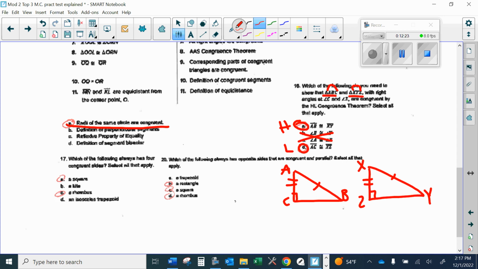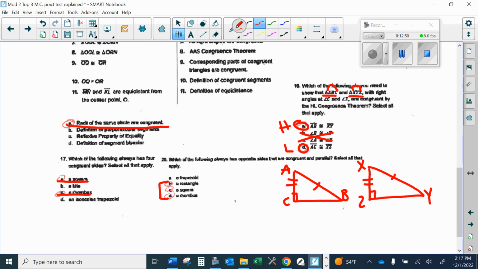17, which of the following always has four congruent sides? A square does, and a rhombus does. Which of the following always has opposite sides that are congruent and parallel? That'd be a parallelogram, but that's not listed here. Everything under the parallelogram, which is rectangle, rhombus, and square.